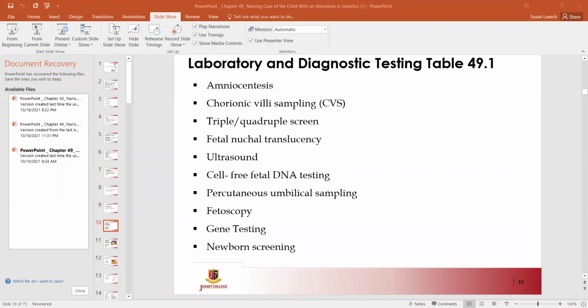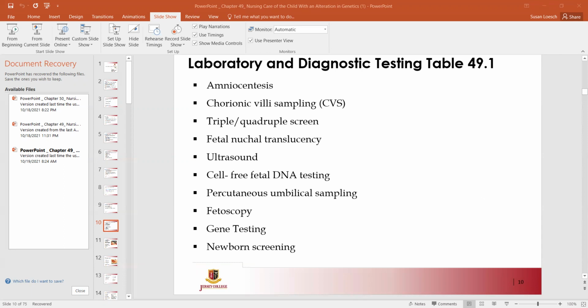The Kleihauer-Betke procedure is used to detect fetal cells in the maternal blood and is immediately performed on the blood sample obtained to ensure that it's fetal in origin. It's performed anytime after 18 weeks, and it can help diagnose fetal coagulopathies, hemoglobinopathies, hemophilias, and congenital infections. It also provides for rapid fetal karyotyping.